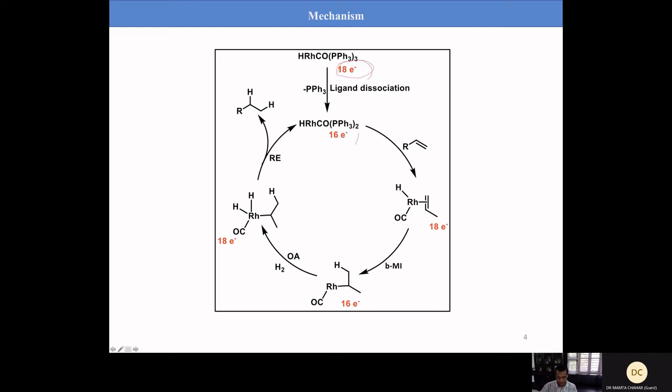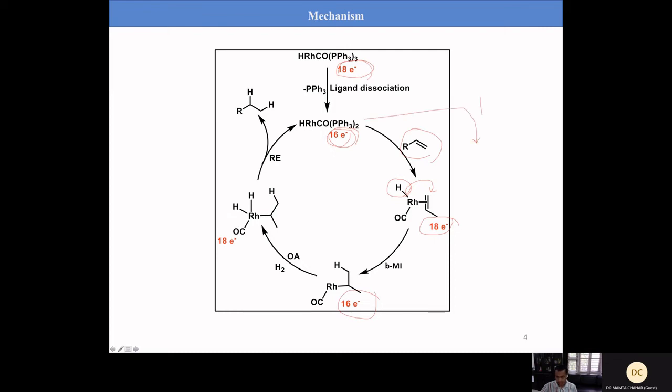It's an 18 electron species that goes to a 16 electron species. These 16 electron species can then go to an 18 electron species upon olefin coordination. Since a monohydride catalyst is there, it can migrate in a beta migratory fashion. Then it comes back to a 16 electron species.